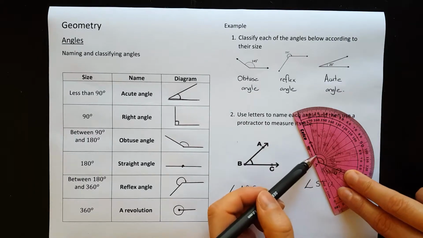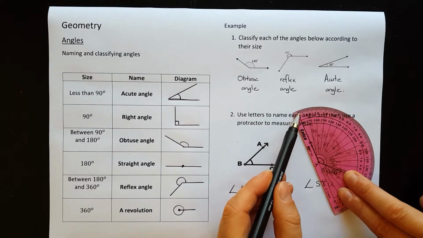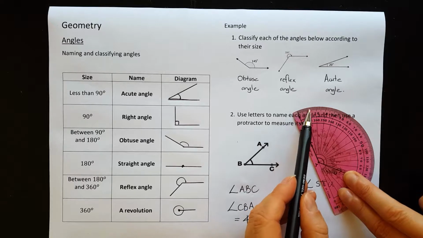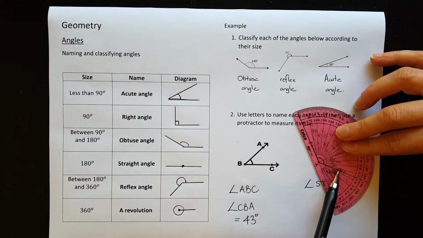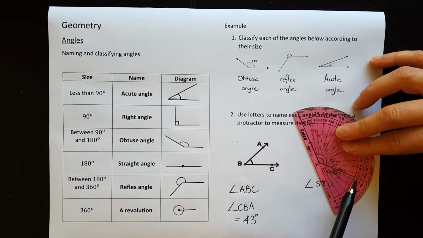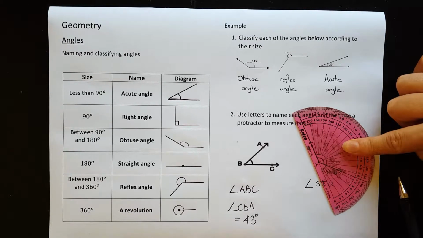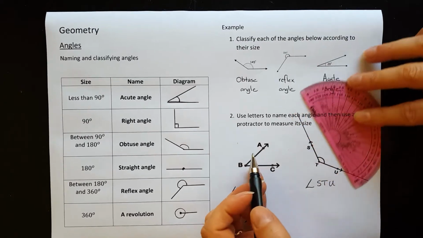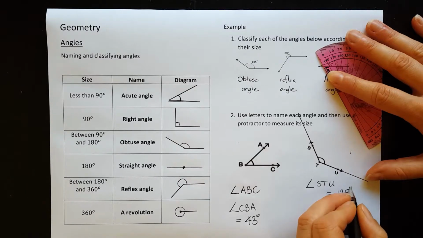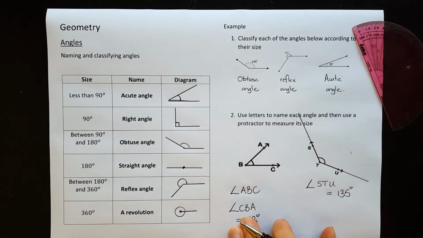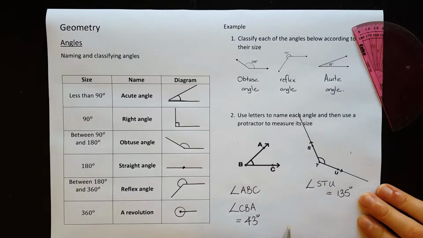Okay, so this time this arm is pointing to the 0 on the outside set of numbers. So coming around the outside set of numbers all the way around to my angle over here. And because I've extended it out, I can see that it comes all the way out here. So I've got 120, 130, I'm at 135 degrees. So angle STU is equal to 135 degrees. It is an obtuse angle. Okay, so that is how you name and measure your angles.